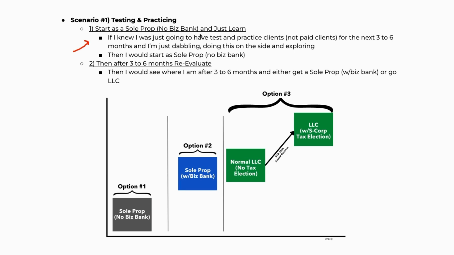That's option number 1 that we talked about, is if I knew that I was just going to have test and practice clients, no paid clients, for the next 3 to 6 months, and I'm just dabbling, and on the side, I'm just exploring, right? I would then go ahead and start a sole prop with no business bank account. And then after 3 or 6 months, I would evaluate and see, hey, where am I? How did I do in terms of how much progress I thought I was going to make? And then I can either move to option number 2, if I think I might still only be dabbling, but just dabbling with some paid clients. Or I might decide, enough of this dabbling, enough of only having practice clients, I'm now going to go ahead and move on to the LLC, okay? So that would be what you do after 3 to 6 months, but that is scenario number 1.